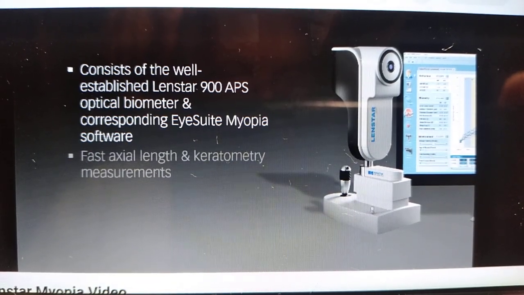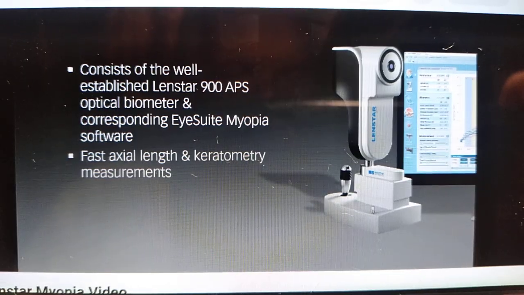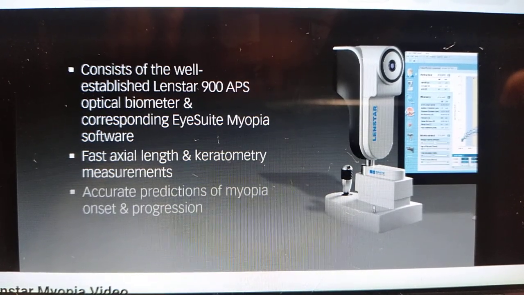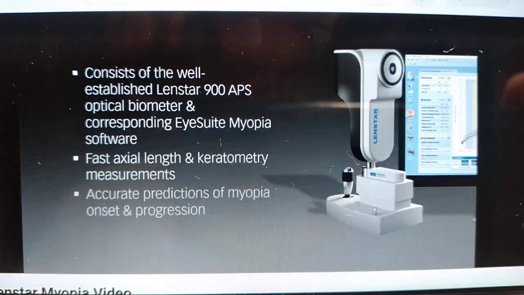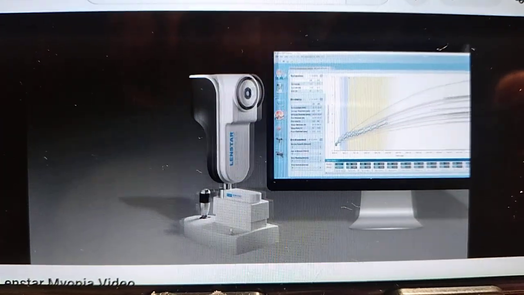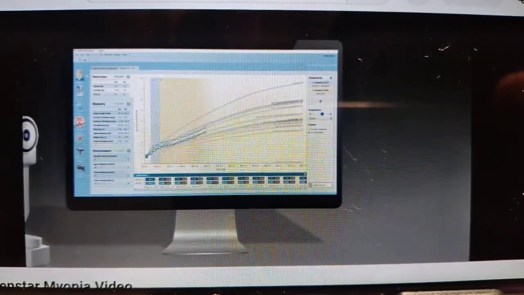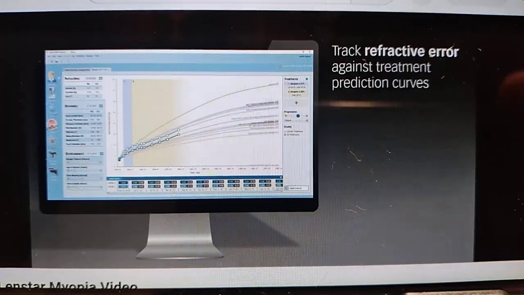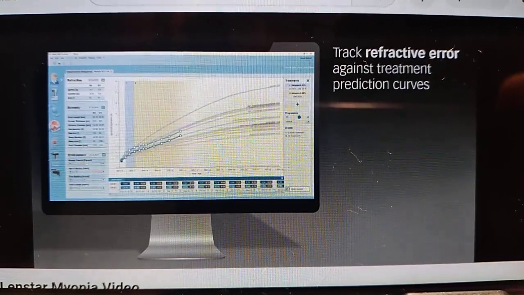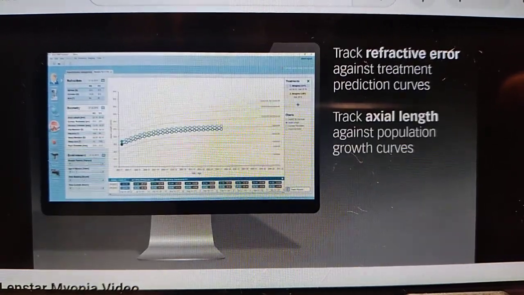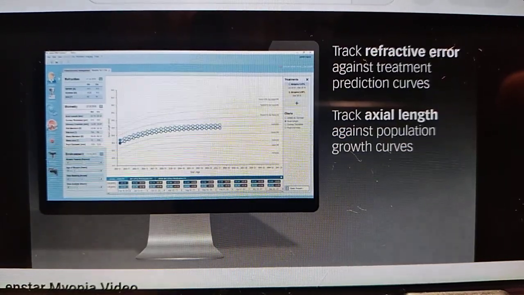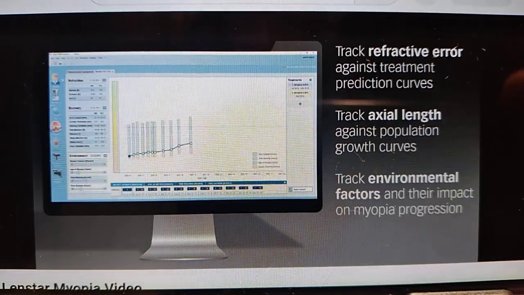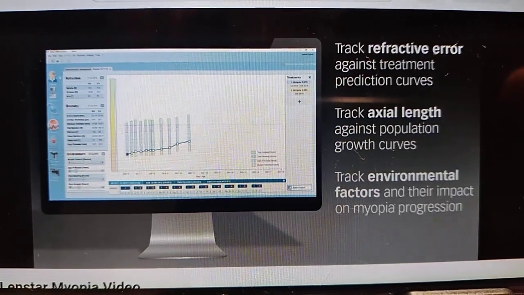LensStar, Eye Sweep myopia software. Axial length. Actually, you need to measure your refractive state yourself. There are some curves which they claim helps make judgment. Now you have a refractive state. Axial length, okay, well, maybe. Track environmental factors, can't do that really.